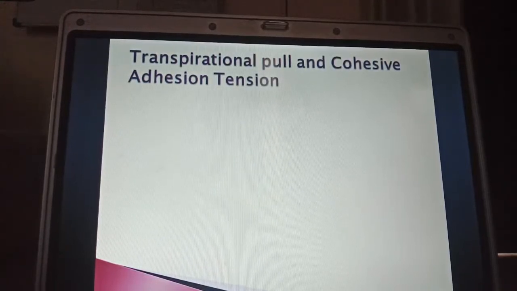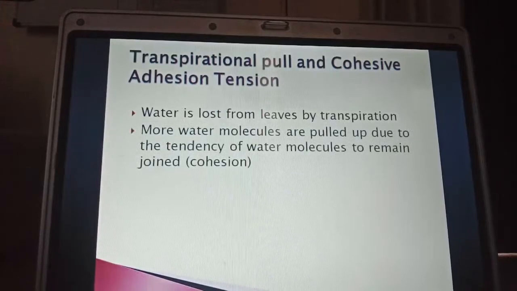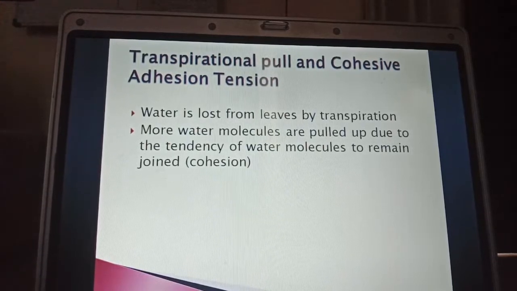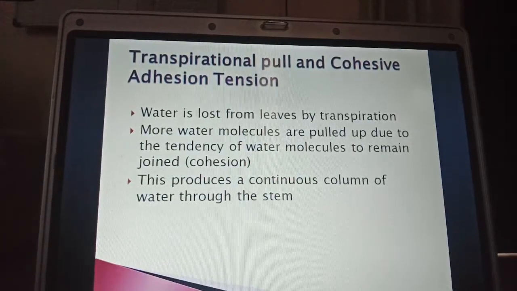Transpirational pull and cohesion adhesion tension. Water is lost from the leaves by transpiration. Already it has been explained how transpiration takes place. There is continuous loss of water in the form of water vapor from the aerial parts of the plant. More water molecules will be pulled up due to the tendency of water molecules to remain joined, since water has a tendency to join together by the force called cohesive force or cohesion, in order to make a continuous channel. This produces a continuous column of water through the stem.